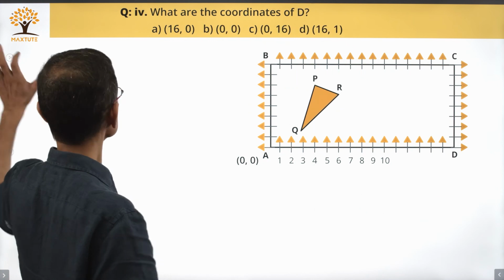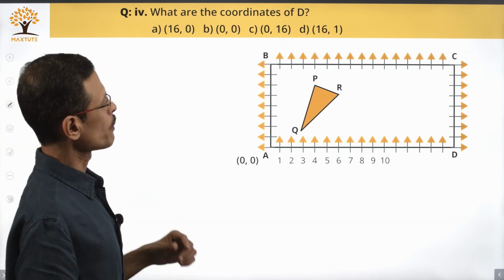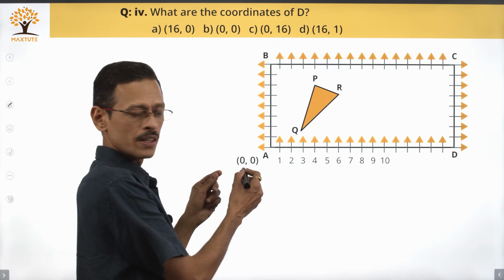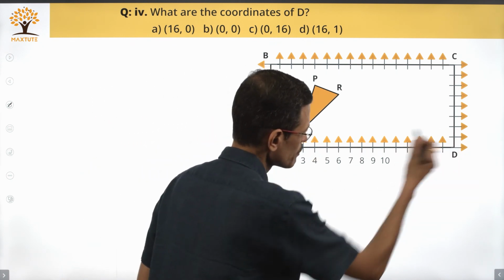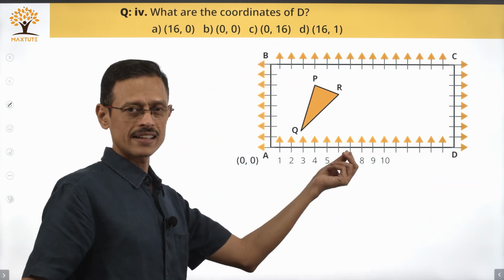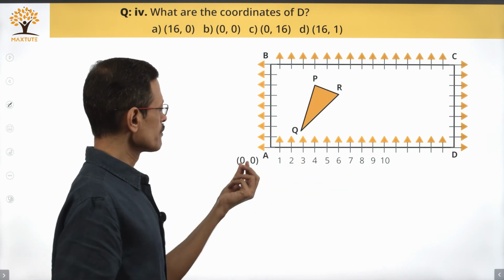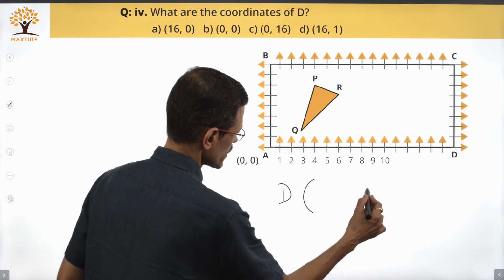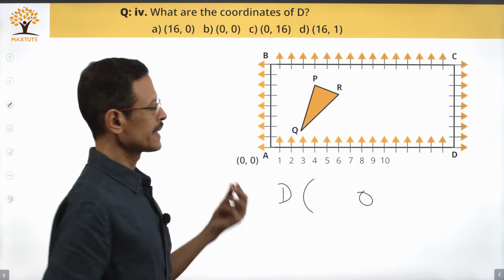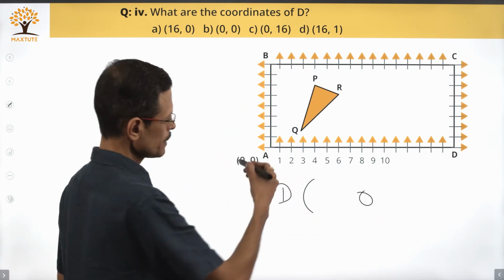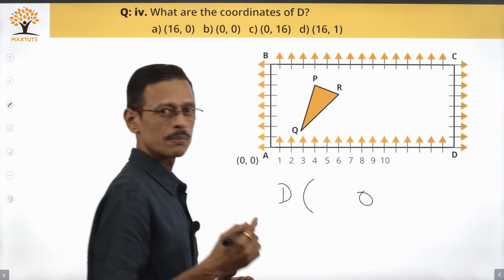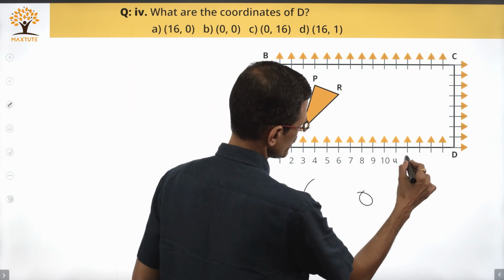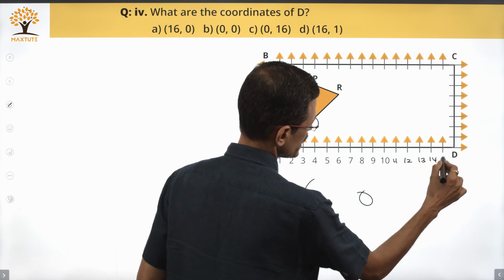Move on to part 4. What are the coordinates of point D? We know the coordinates of point A are (0, 0). Point D is along the same line, which is parallel to the x-axis. It's the x-axis incidentally, which means the y coordinate of point D is going to be equal to 0. Let's finish that part first. Next, compute the x coordinate. Each of these Gulmahar saplings has been planted 1 meter away, so we know up till 10, 11, 12, 13, 14, 15.